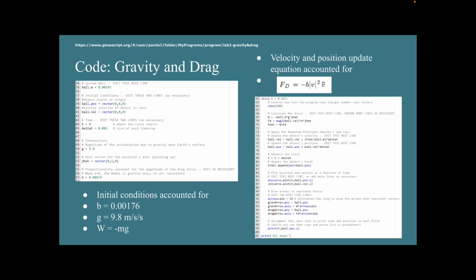The variable Fd, which represents drag force, is set to mag2(ball.vel) times b times j hat. The mag2 function in VPython takes the absolute value of the velocity, also known as speed, and squares the result.